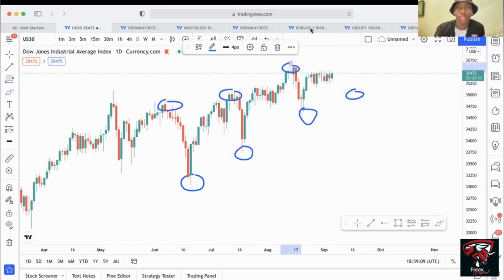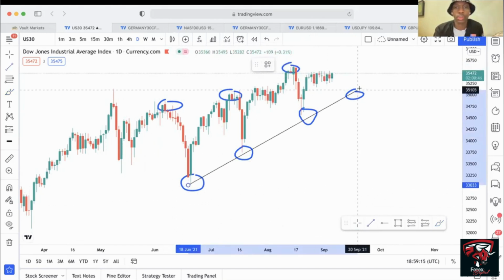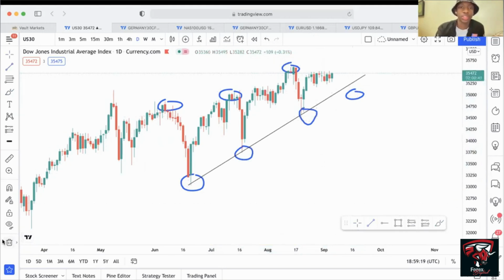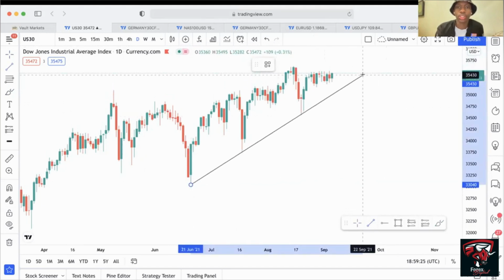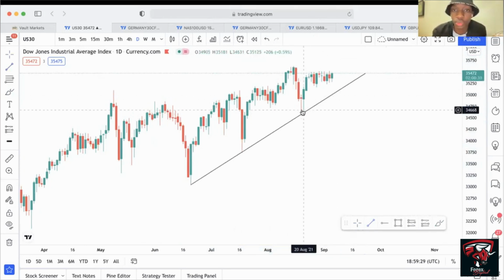So guys, what do we do? We connect a trend line. 1, 2, 3. There we go. We have our 3 touches. Okay, let me just delete all this first. Let's draw our trend line. So as you can see, 3 touches, guys. Simplicity is key. This would have been an entry point to buy.